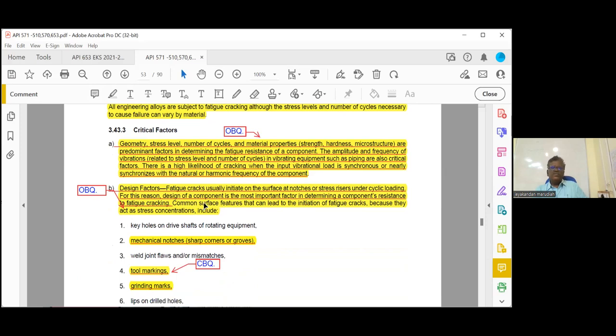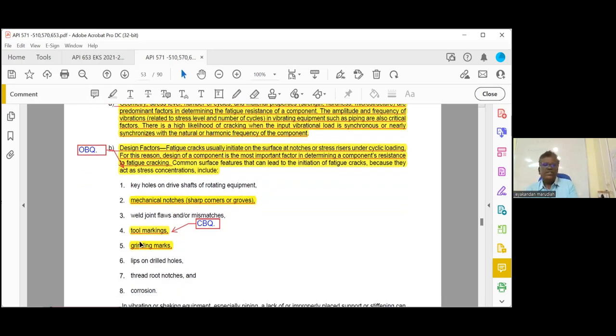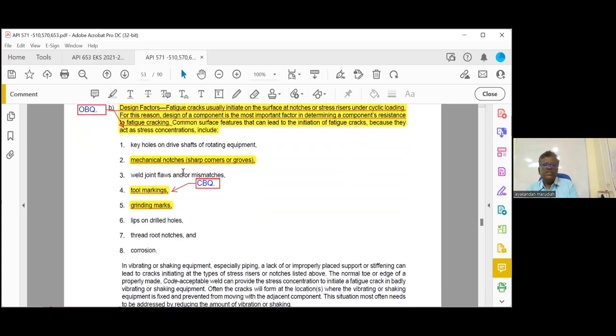Design factors: fatigue cracks usually initiate on the surface at notches or stress risers under cyclic loading. For this reason, design of a component is the most important factor. So where will it come? Mechanical notches, tool marks, grinding marks, threads, all these things. These are important.